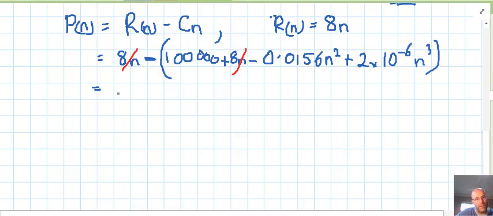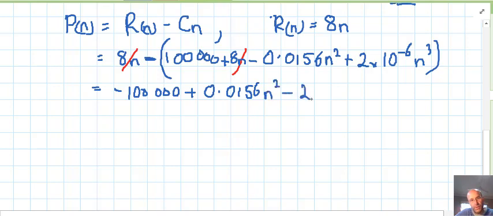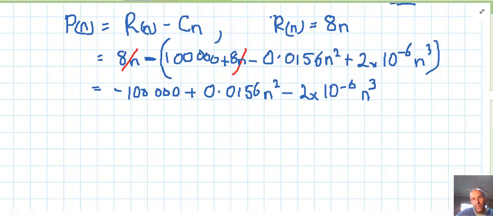So what we've got then, look at all the signs. That 100,000 is positive, it'll now be negative, so it'll be negative 100,000. The minus 0.0156 is plus, n squared, minus 2 by 10 to the negative 6 n cubed. Okie dokes. So we have P of n there.